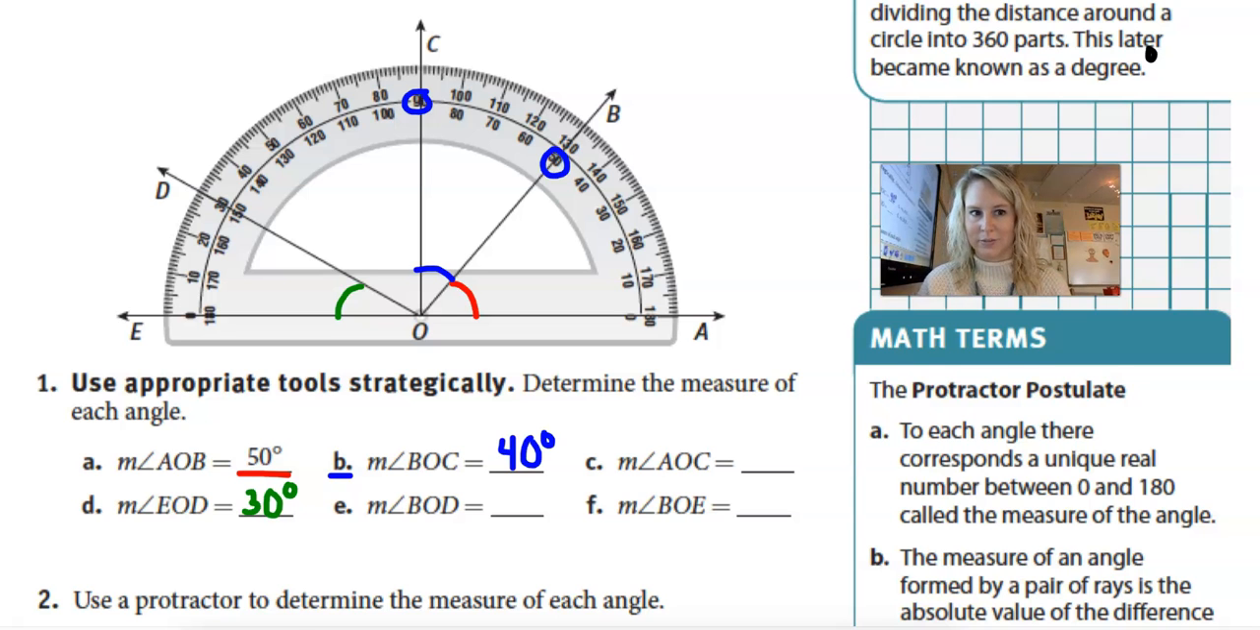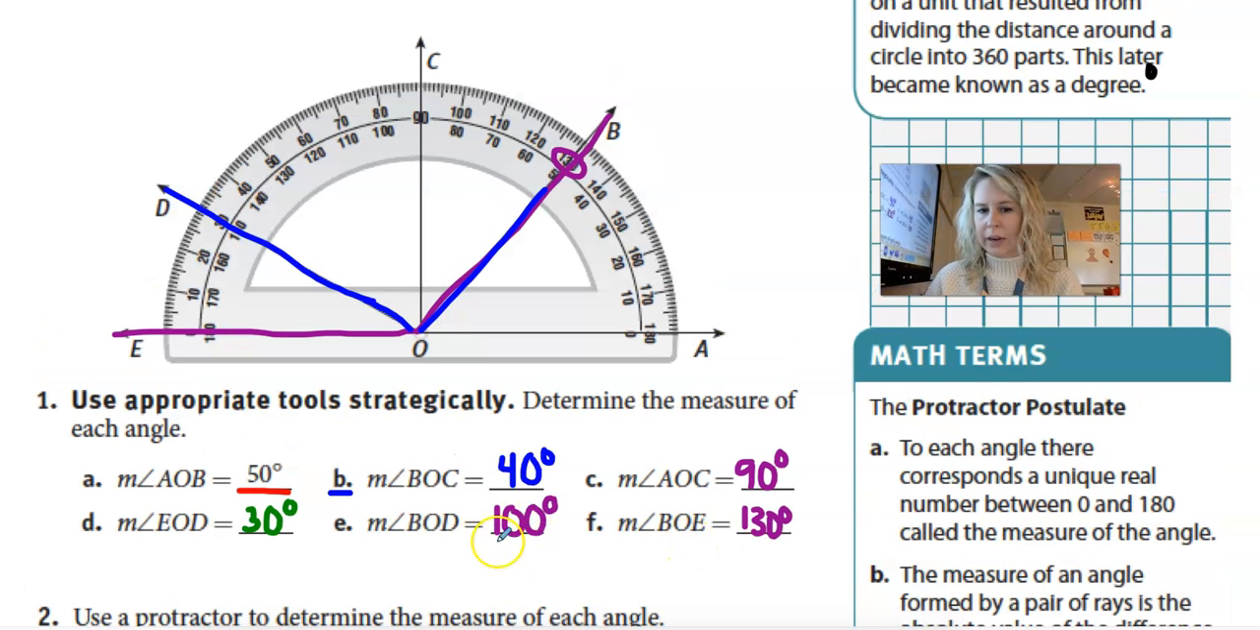I paused myself. All right, so your answers were 100 for BOD, 90 for AOC, and F was 130. So let me talk about F real quick. So it's an obtuse angle, and so that's why I did not say it was 50 degrees. I went with that bigger number of 130.